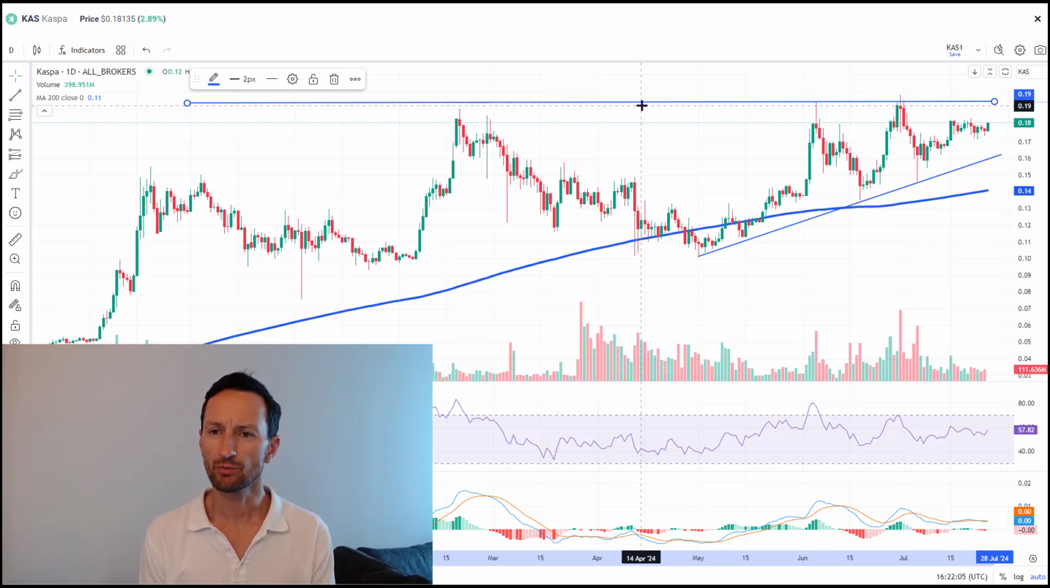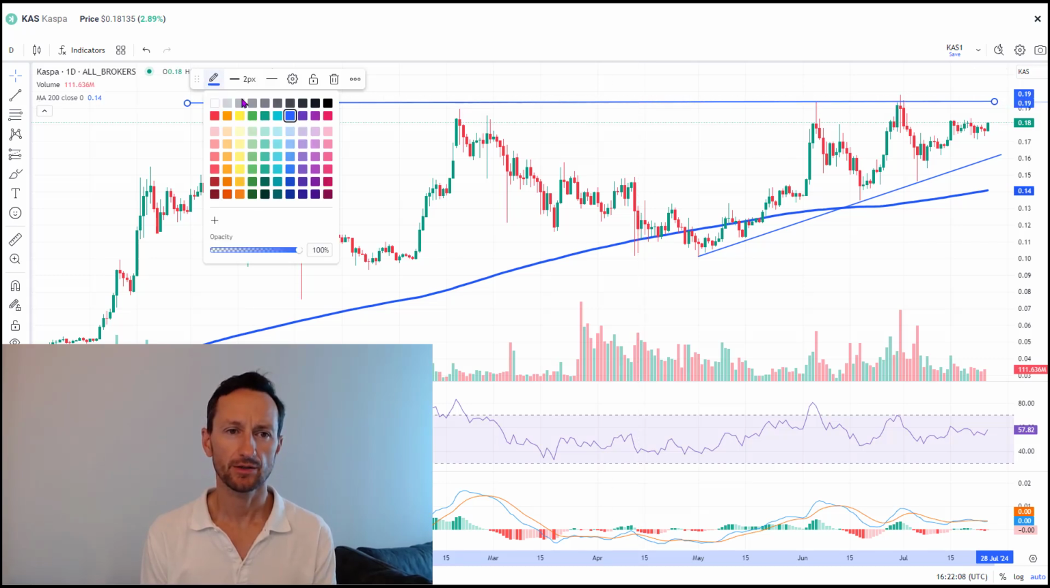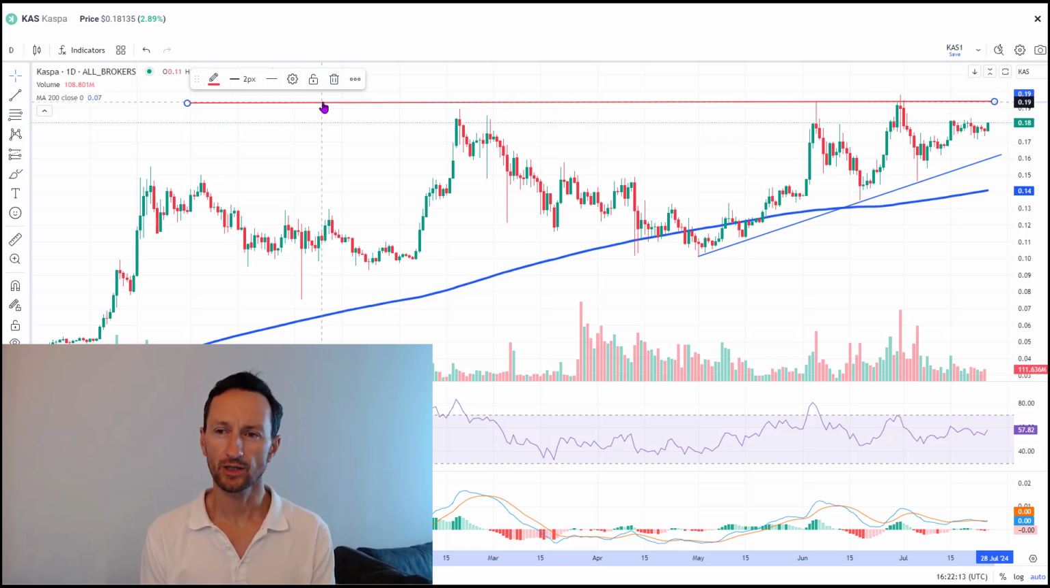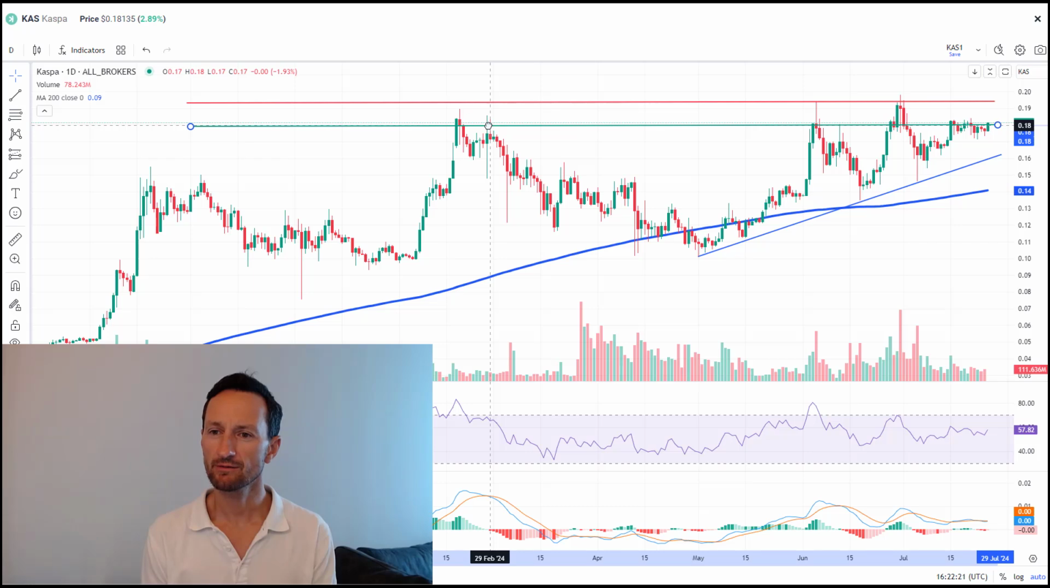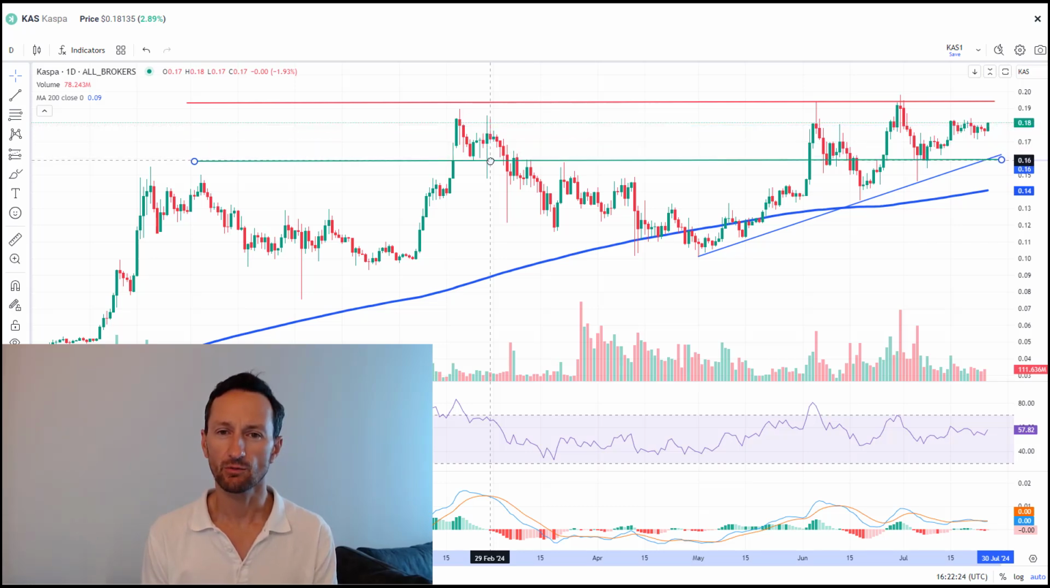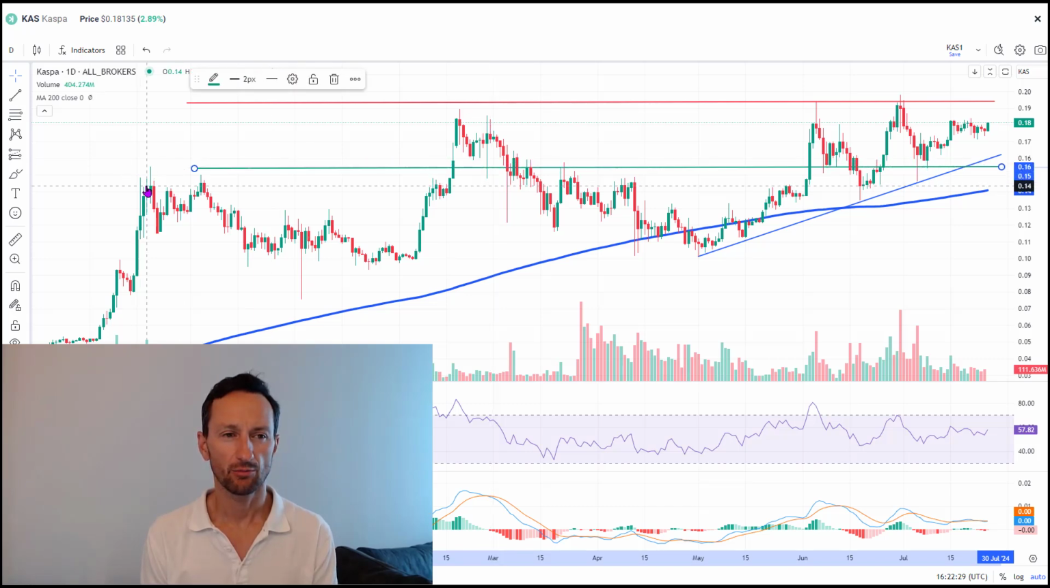In terms of support levels, let's make this resistance red, and then for the support level, copy paste, and let's make this green. A support level is where it found support, or previously was resistance, okay? So I'm connecting right here. Notice the price previously peaked around 15 cents, again 15 cents, then it broke through that.